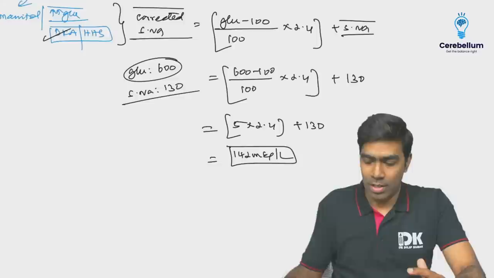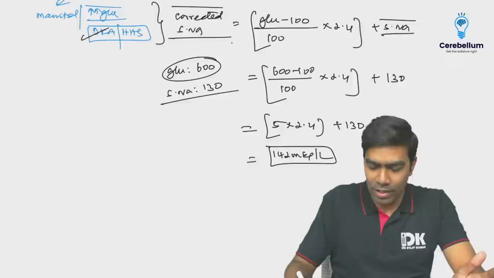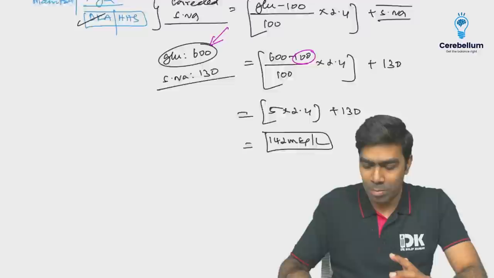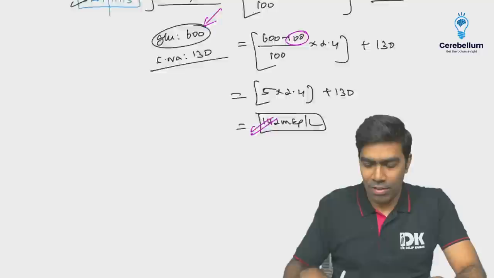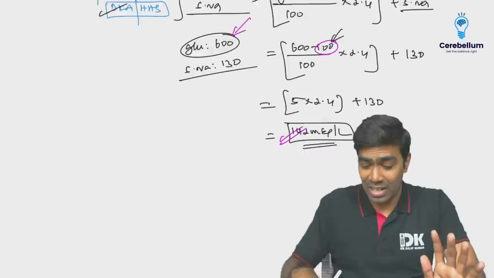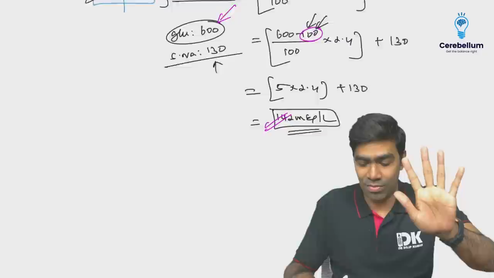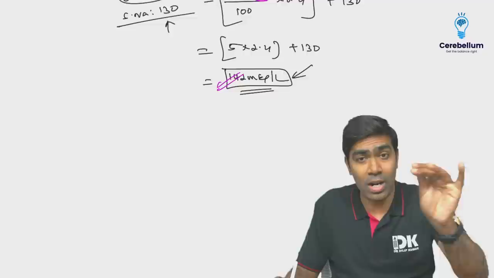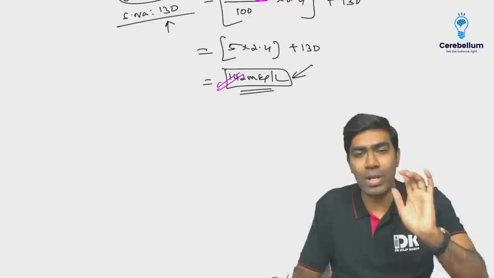Which means, what I am trying to say is, if I remove the osmotic effect of glucose, if I correct the glucose and make the glucose a value of 100, my serum sodium will be 142. I repeat, if I correct the glucose to a value of 100, my serum sodium will become 142, which means this hyponatremia I need not even correct. If I correct the glucose itself, that's enough. My serum sodium will automatically become 142. That's the concept of corrected serum sodium. I think you can get what I'm trying to say.